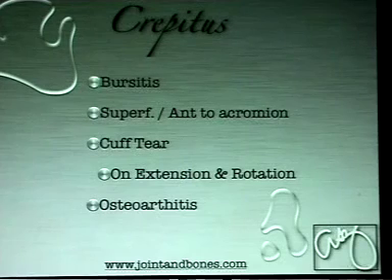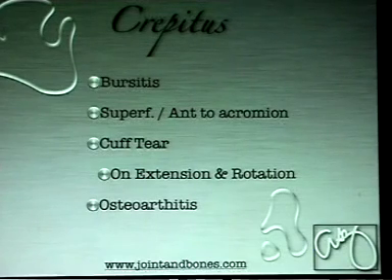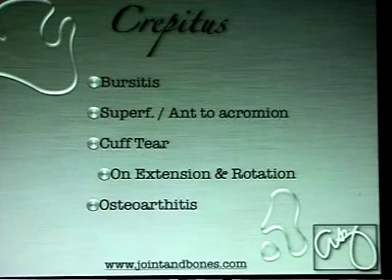The bursitis crepitus is fairly superficial. The rotator cuff is a much deeper tendon crepitus, and osteoarthritis crepitus is like a grinding sound that the head of humerus makes on the glenoid. And clinically, you can diagnose osteoarthritis. You don't need to wait for the X-ray.